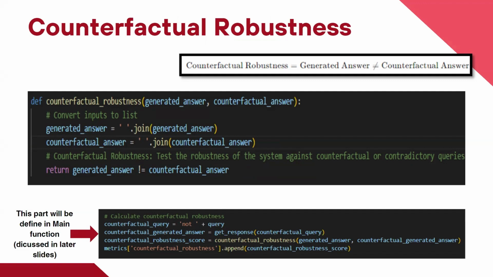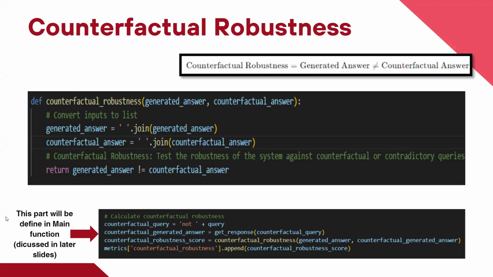Let's define a function named counterfactual_robustness that takes two arguments, generated answer and counterfactual answer. Convert the generated answer and counterfactual answer strings into a space-separated string of their characters. This step ensures that each character is treated individually for comparison purposes. The use of the join method with a space essentially reconstructs the input string by adding a space between each character. Finally, it returns a Boolean value indicating whether the generated answer is different from the counterfactual answer. This Boolean value, that is True or False, represents the robustness of the system.